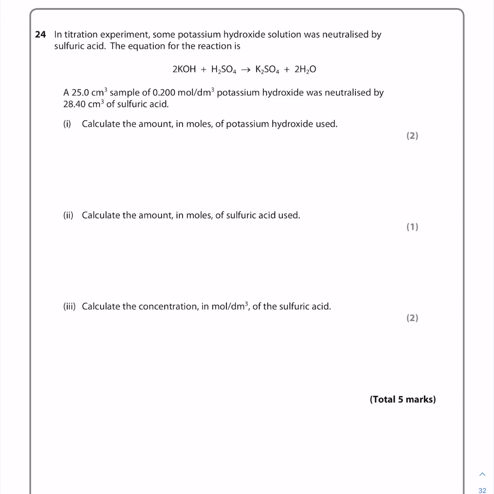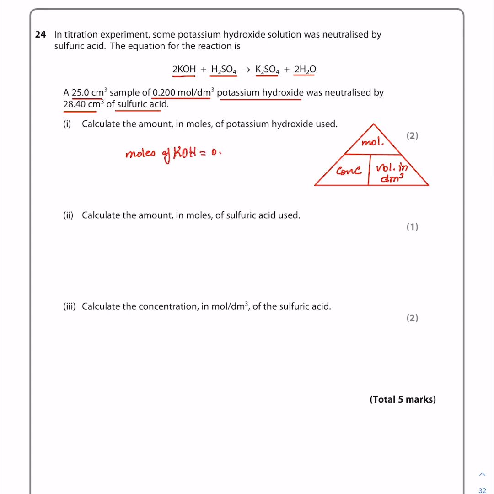Question 24: in a titration experiment, some potassium hydroxide solution was neutralized by sulfuric acid. The equation for the reaction is potassium hydroxide plus sulfuric acid gives potassium sulfate plus water. A 25 cubic centimeter sample of 0.200 mole per cubic decimeter potassium hydroxide was neutralized by 28.40 cubic centimeters of sulfuric acid. (i) Calculate the amount in moles of potassium hydroxide used. Here we use the rule of concentration, moles, and volume in cubic decimeters. We want the moles, so the moles of potassium hydroxide is equal to the concentration 0.200 times the volume, but the volume 25 must be divided by 1000 to be in cubic decimeters, so 0.025. So the answer is 0.005 moles.